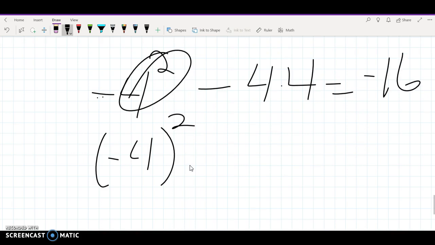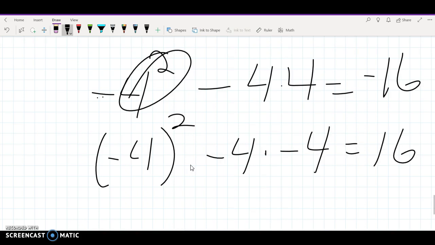Here, though, it says I want to square the opposite of 4. So I want to use the opposite of 4 twice in multiplication, which gives me a +16. So you have to be careful where that negative sign is. If it's just out front, the exponent does not apply to it. But if it's inside parentheses, the exponent does apply to it.